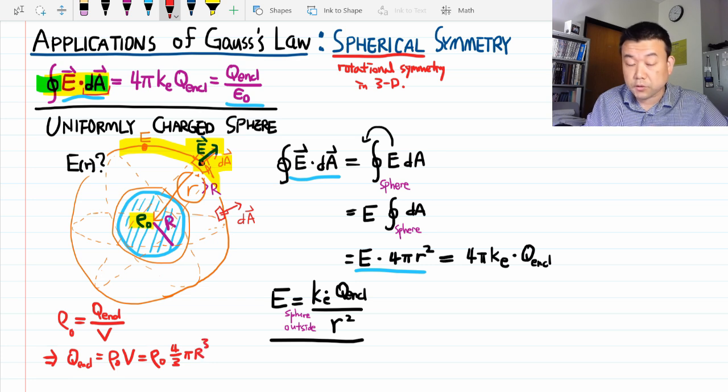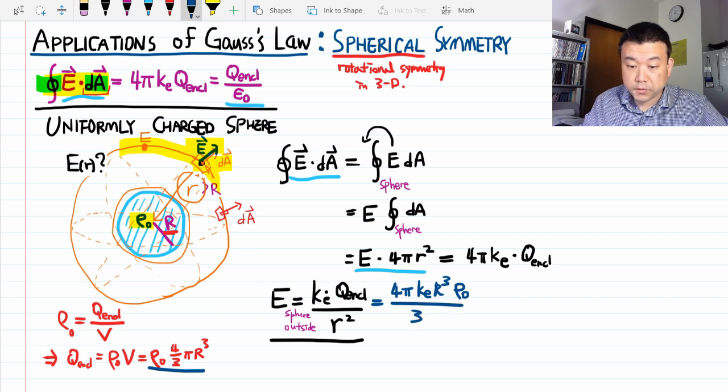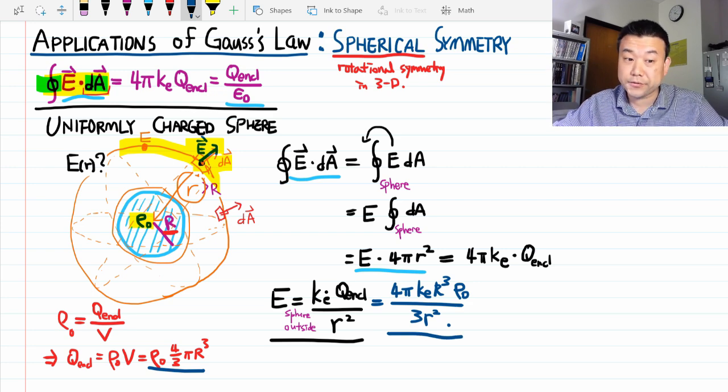And here I want to use the correct r. I need to use the radius of the sphere, not the Gaussian surface. So plugging this in for charge enclosed yields this result. Electric field of the sphere on the outside is 4 pi Coulomb's constant R cubed, the density of the sphere, divided by 3r squared. Well, this doesn't look any simpler, but as I said, I'm anticipating the next case we are going to look at.